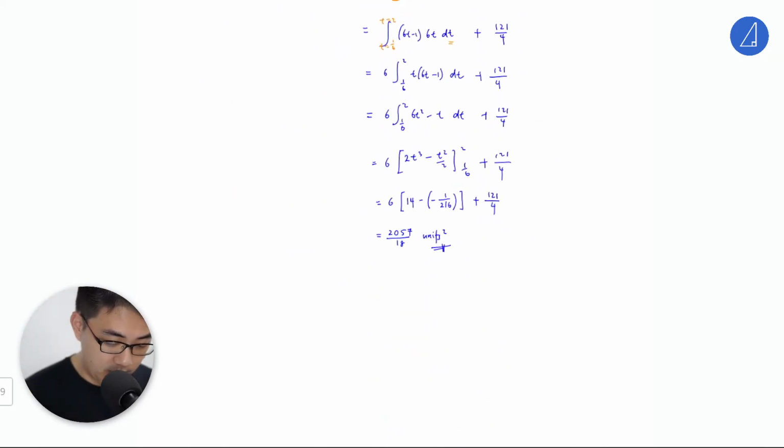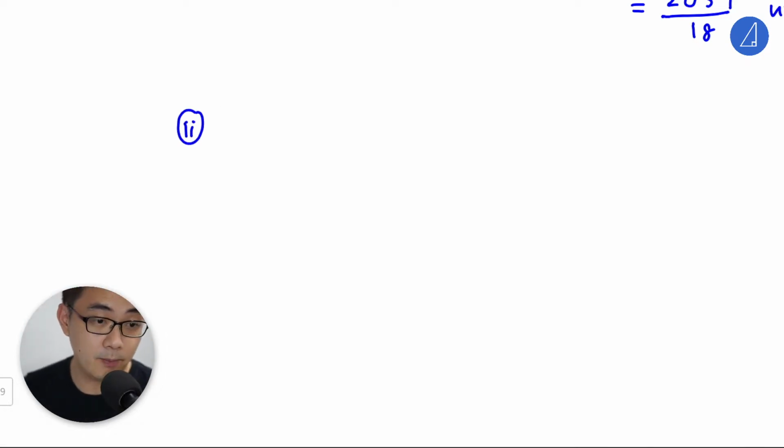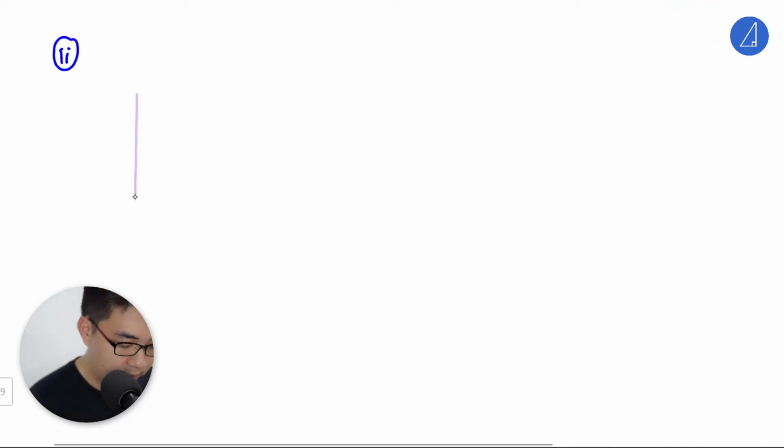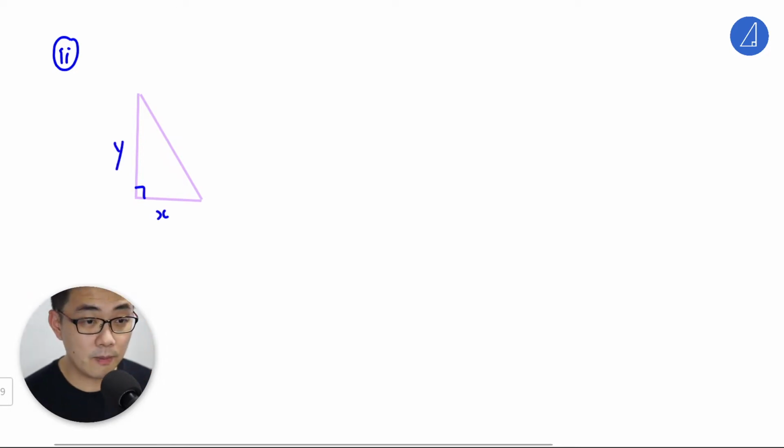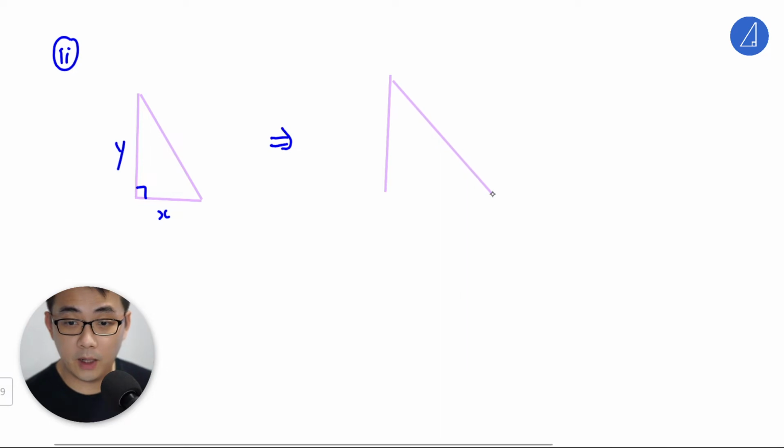So this is what I'll suggest. If you are not too sure how this is going to pan out, what we could do is actually just try and draw something. Okay, the shape will be the same, right? So say if we have a triangle as such, and this is an x unit and this is a y unit, right? And we just follow the exact same method.